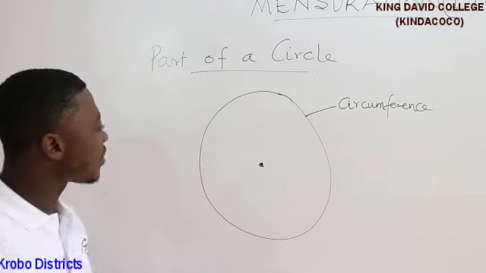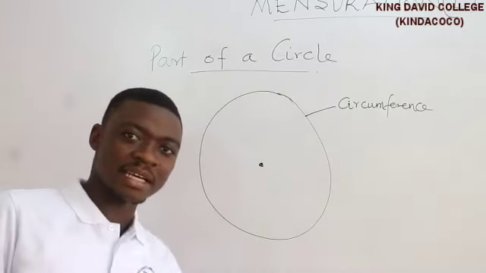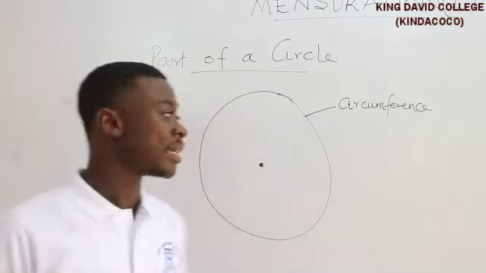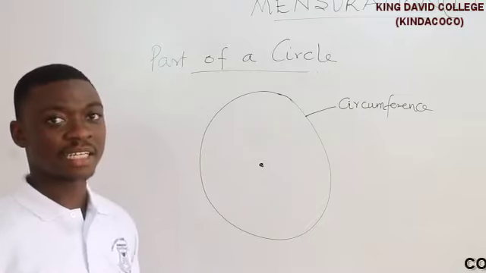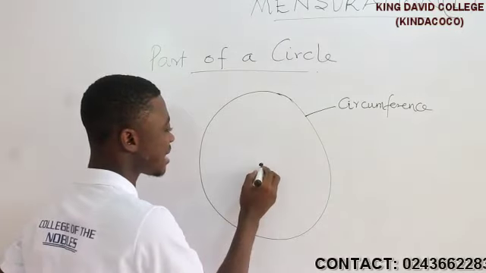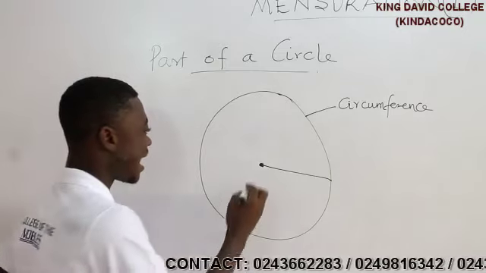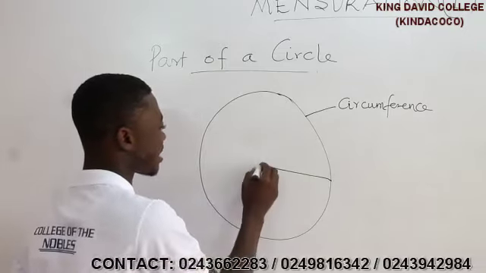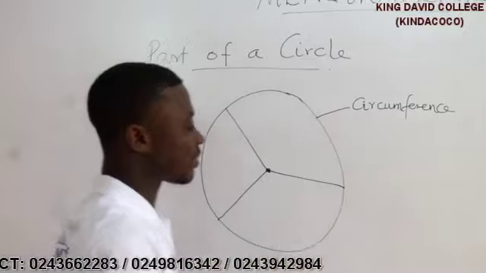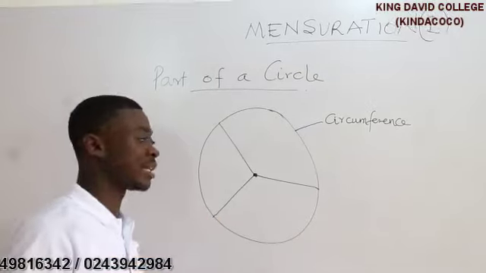Now, for it to be a circle and not an ellipse, or any oval shape, one very important feature of a circle is that when you rule a line from the center of the circle to any part of the circumference, this line should be the same length as a similar line ruled to any other part of the circumference. That is one characteristic of a circle.